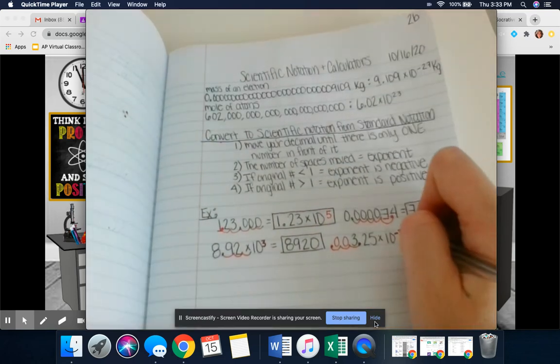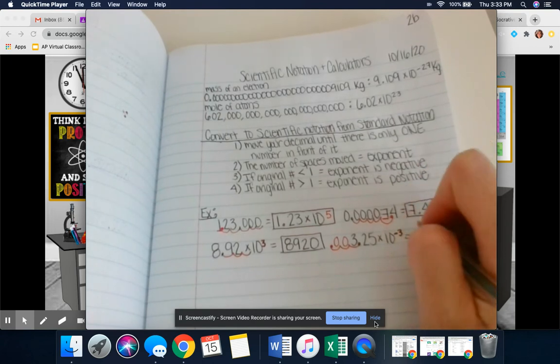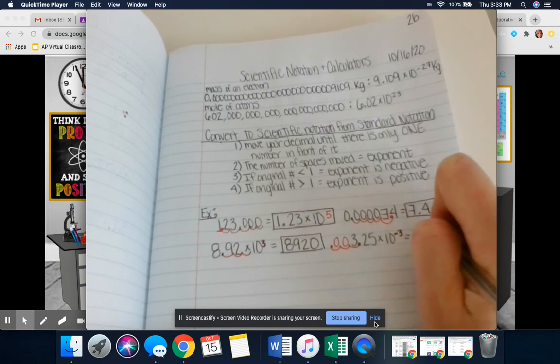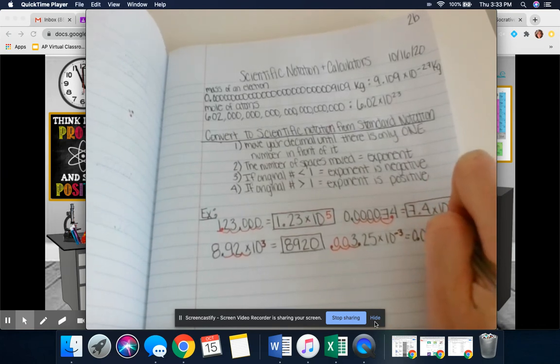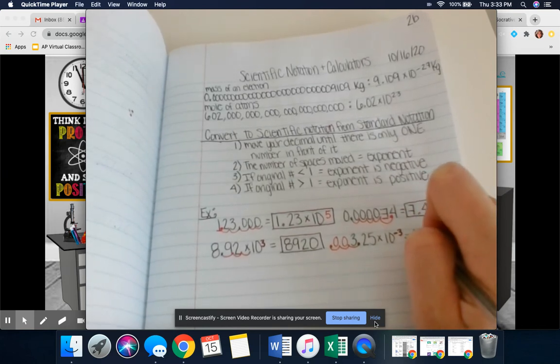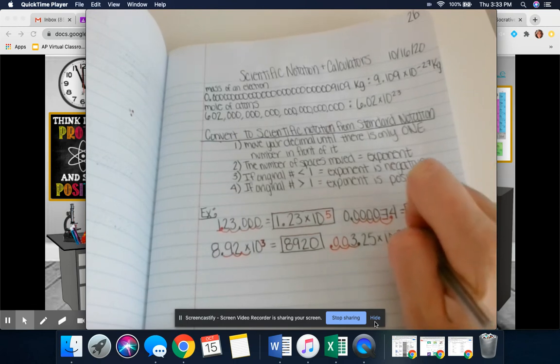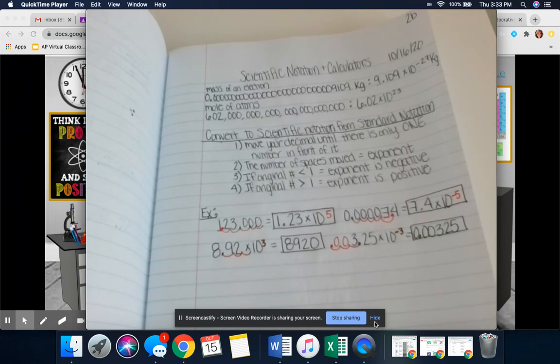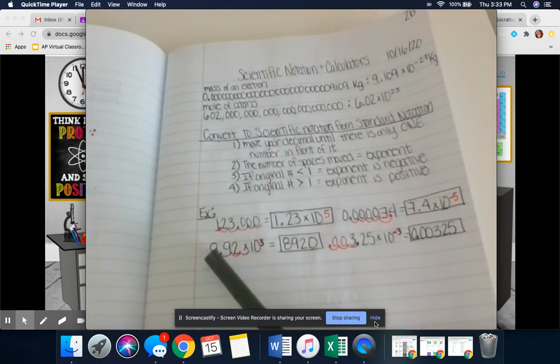So my standard notation number is going to be point, and you can write 0 point. Either way, you'll be correct in your practice today. 0.00325.